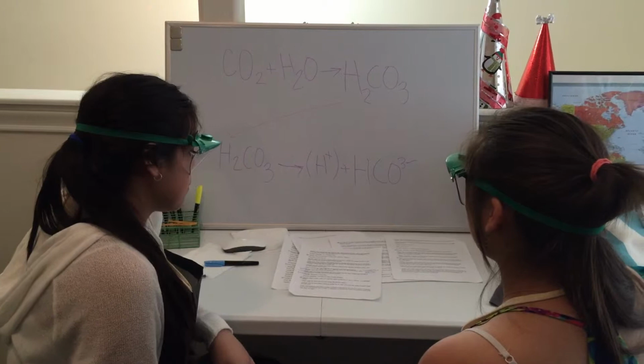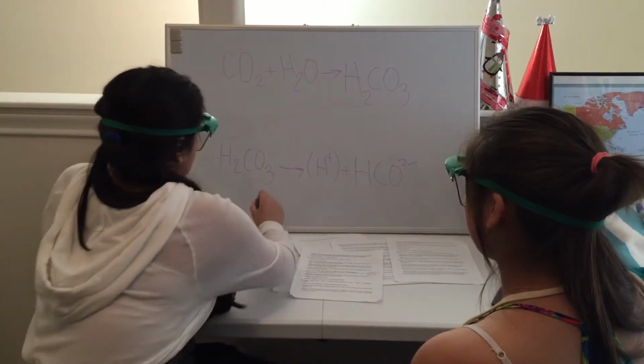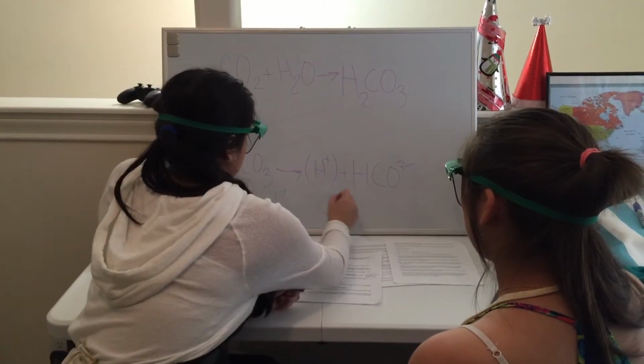So which ion is it that makes the solution acidic? The ion that makes the solution acidic is H+. The ions that make a solution basic are the OH-.